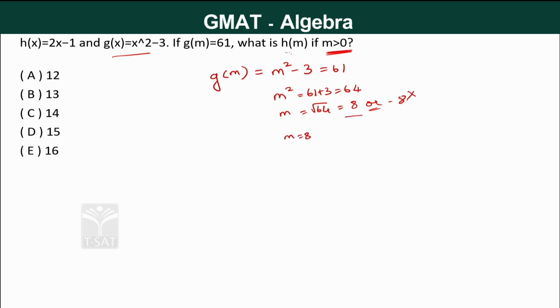So, they are telling us to calculate what is h of m, that means h of 8, as m is nothing but 8. Substitute it in this equation here, you have 2 into 8 minus 1, which is 16 minus 1, that is equal to 15. That is option number D.